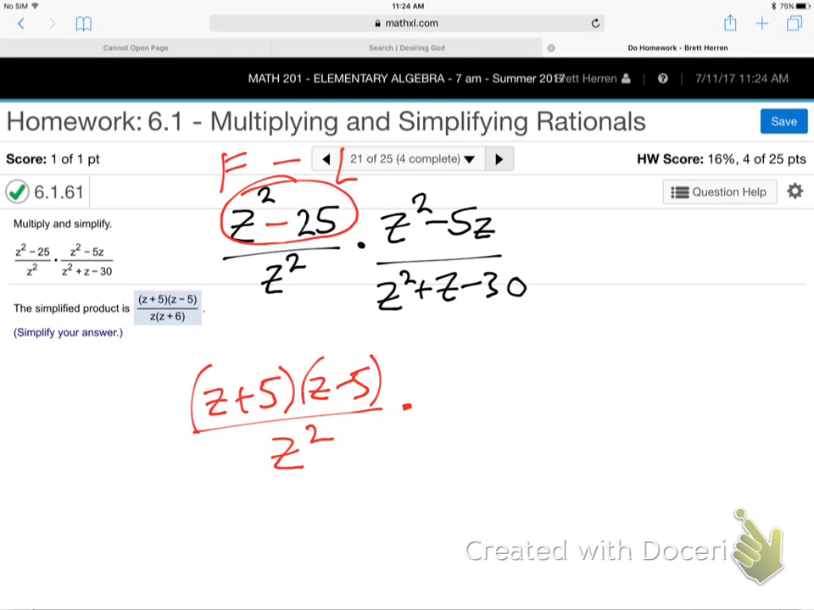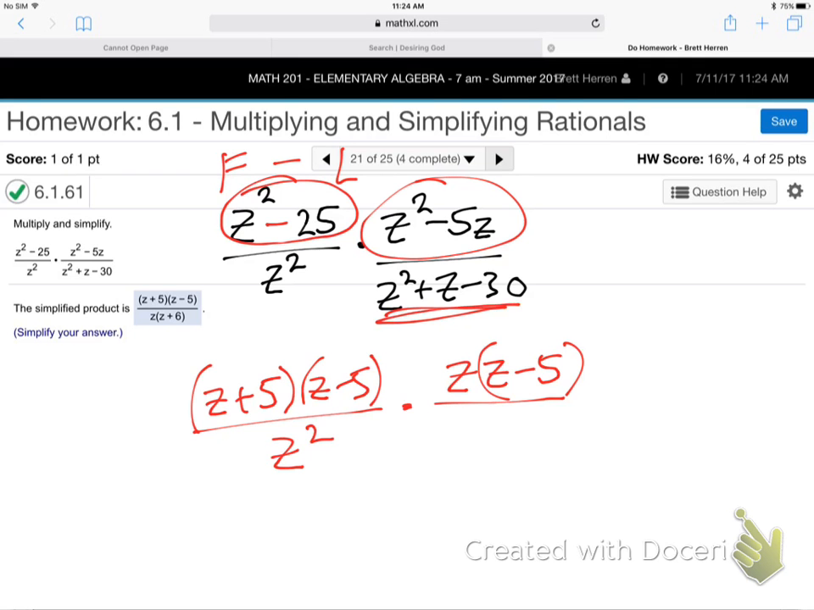And how about this one up here? How do we factor this one in the upper right? How do you factor z squared minus 5z? Yeah, it's take out the GCF. Does everybody see that okay? Yeah, take out the z. They both have a z. Is that good? Leaves z minus 5. That's correct.